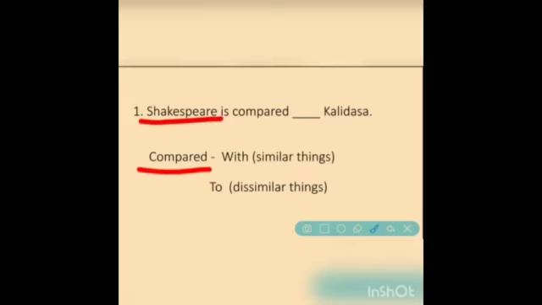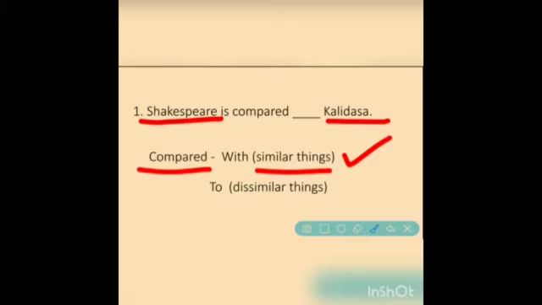Here, Shakespeare and Kalidas are being compared. Both of them are writers. So, we are comparing similar kind of people. That's why we will use with here. Shakespeare is compared with Kalidas.